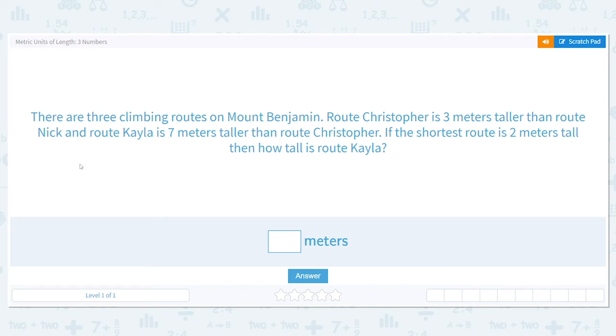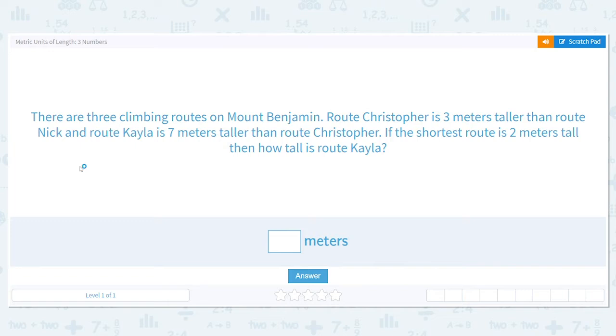Today we're going to practice metric units of length with 3 numbers. Using our scratch pad today is going to be really important because it'll help us organize and filter out data.